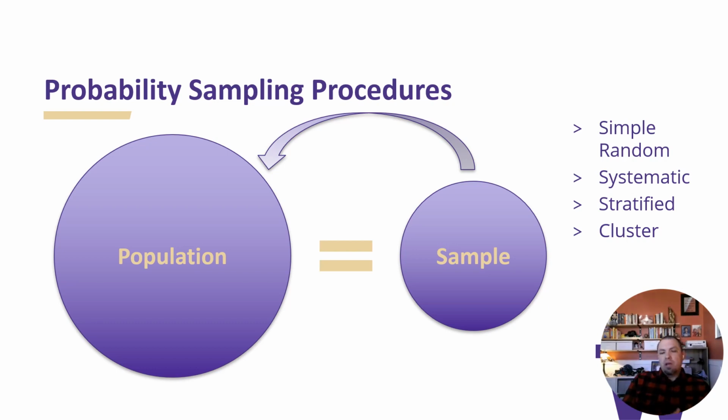The main piece here to think about is that the ways in which we sample, if we're using probability sampling, allows us to make inferences or judgments about the population based on the sample, right? And so that's an important piece to this, is that understanding.